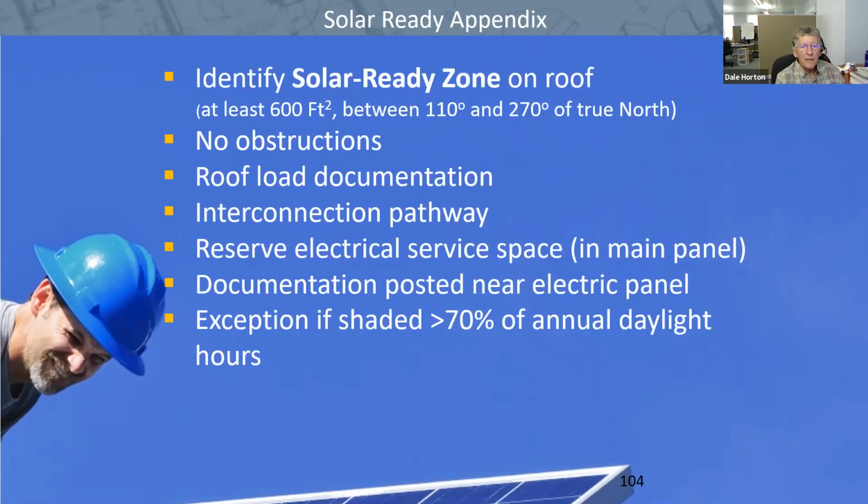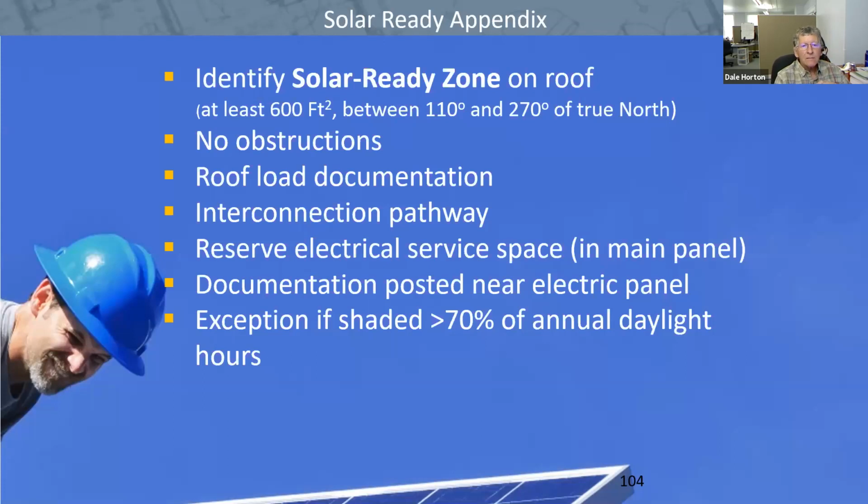And of course, it makes no sense to require solar ready if the building is directly north of a multi-story building or otherwise is blocked from having the sun. So it says you don't have to meet the Solar Ready Appendix if the roof is shaded for more than 70% of daylight hours. It explains, therefore, when you need to apply the solar appendix or not.